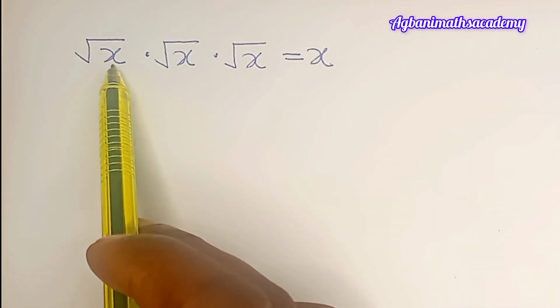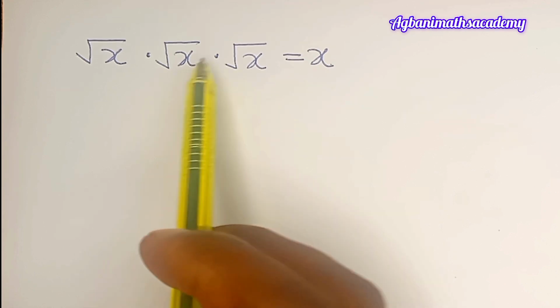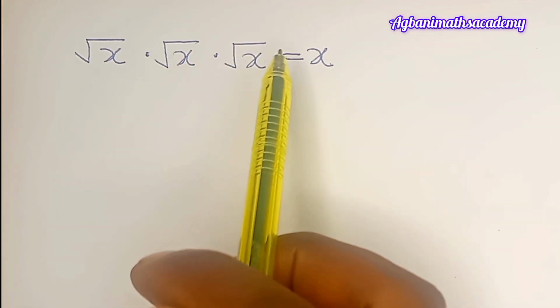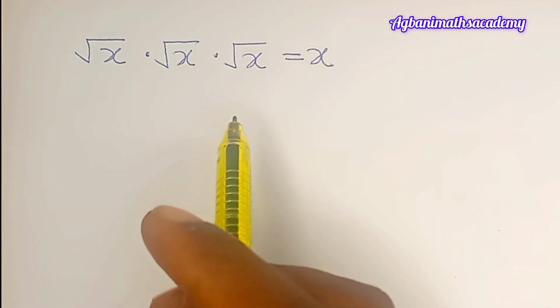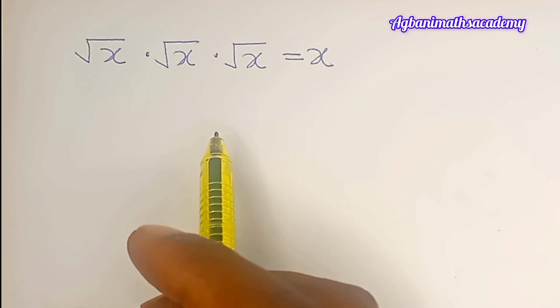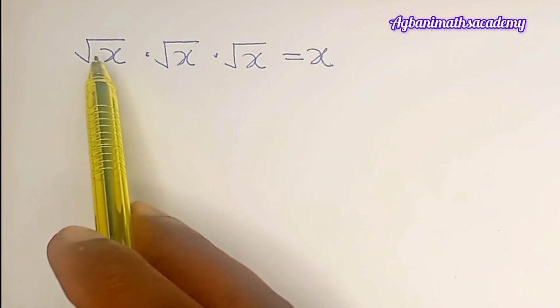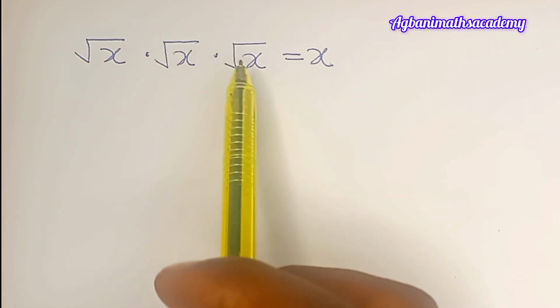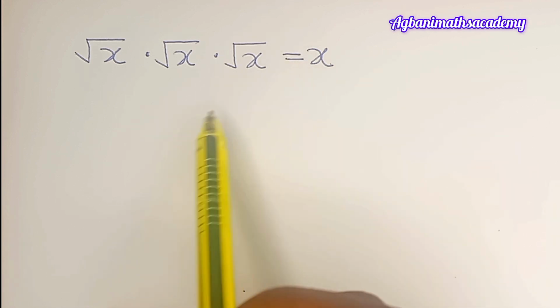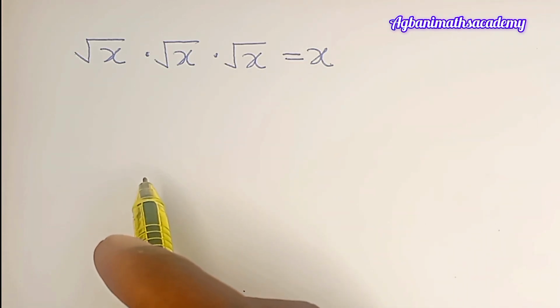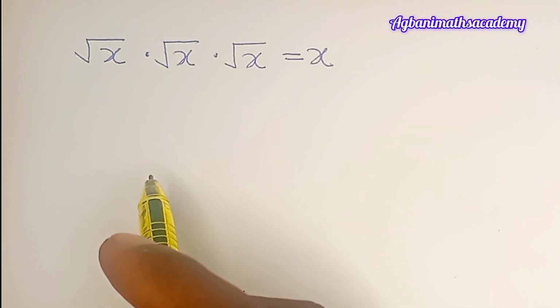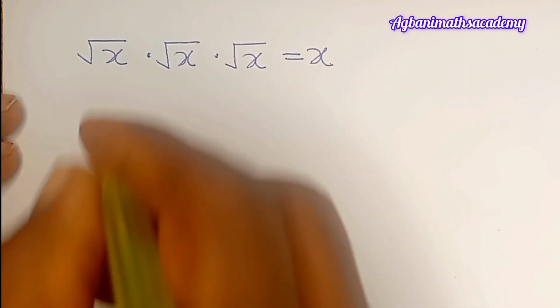We have √x × √x × √x = x. Looking at this, it might seem a little bit ridiculous. How can √x multiplied by √x multiplied by √x give us x? But it is possible as long as we follow the right steps. Let's solve together. Solution.